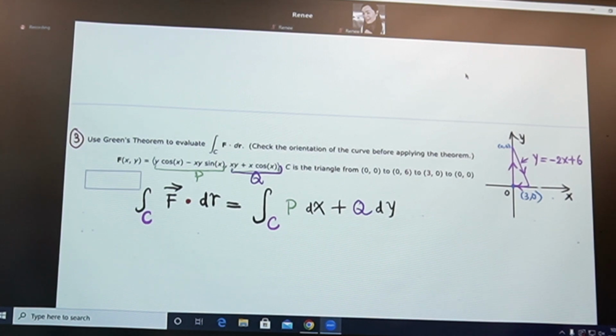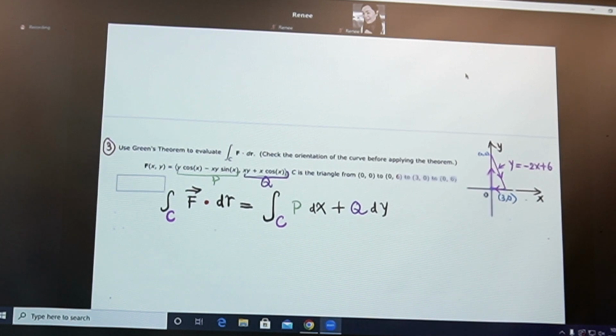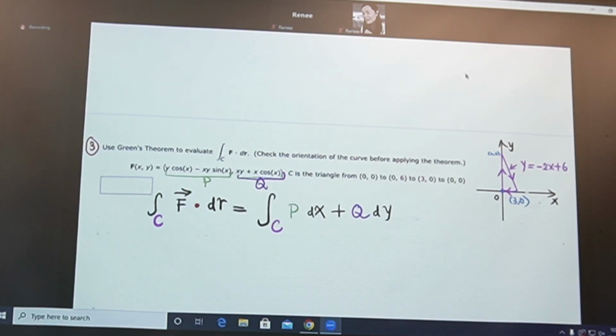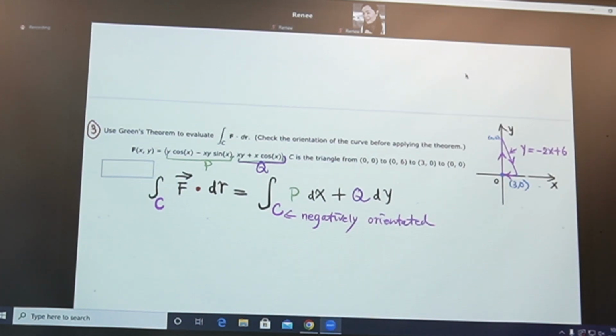Actually, look at the orientation. There's a hint. Check the orientation of the curve before applying the theorem, because Green's theorem says that it has to be positively oriented in order to relate it to the double integral, right? So this C here, do you think it is positively oriented? No, it is negatively oriented, right? So what should I do to turn this into positively oriented? We take the opposite of it, right? In order to apply Green's theorem, you take the opposite of it.